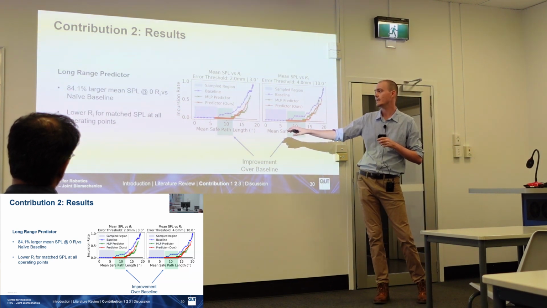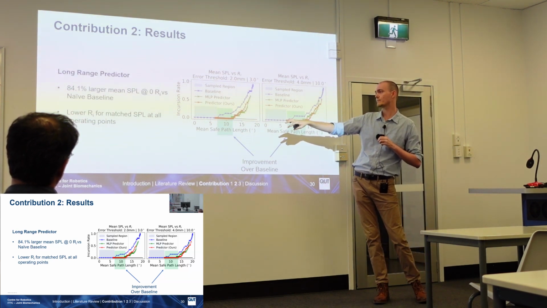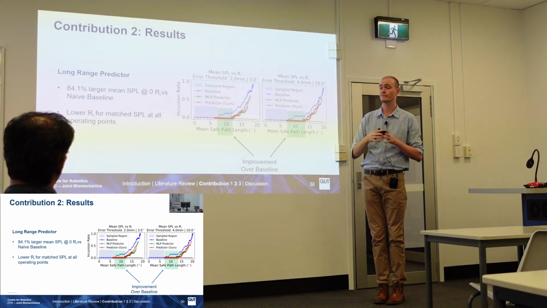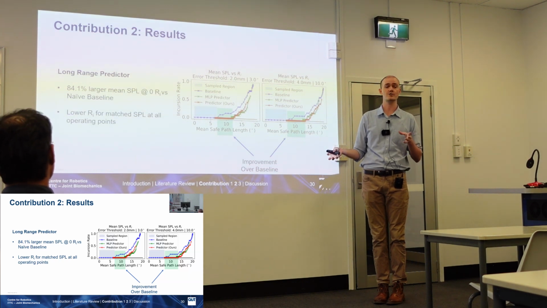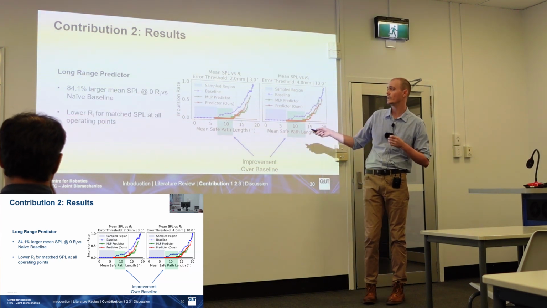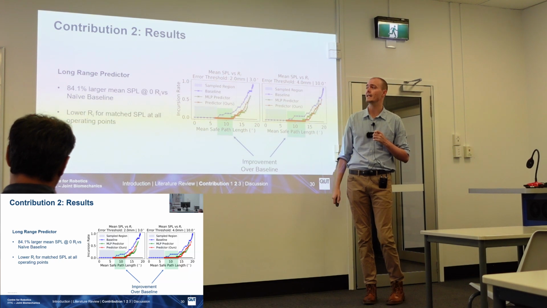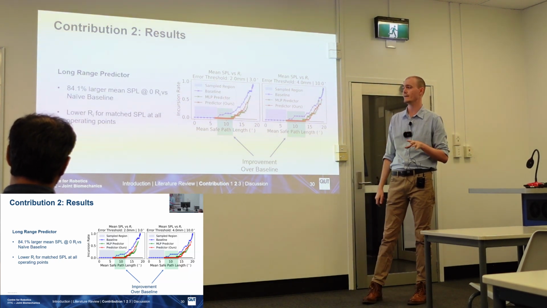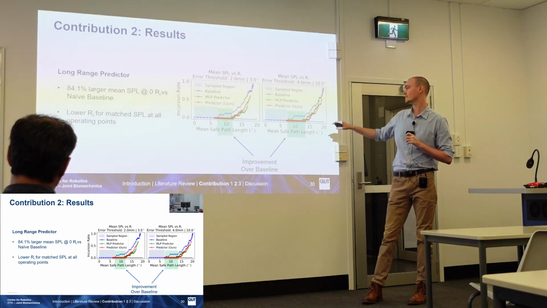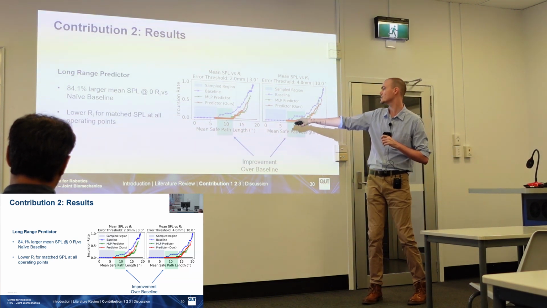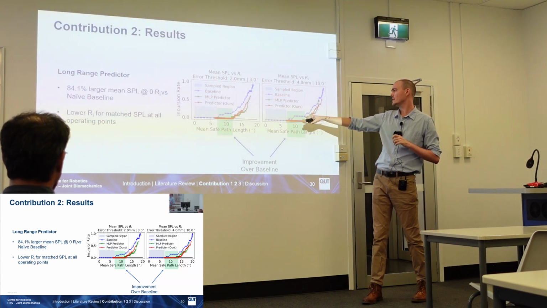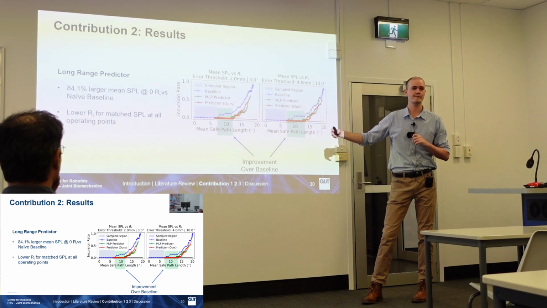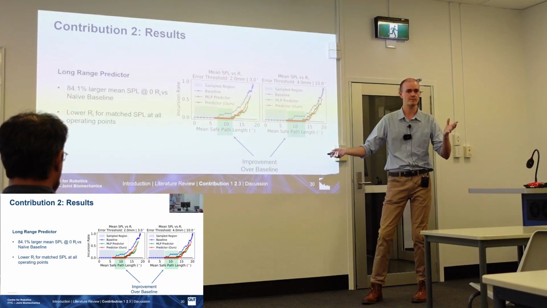What we can see here is that our predictor provides a significant improvement over our naive baseline in terms of mean safe path length with zero incursion. So using our predictor, we get a mean increase of 84% in safe path length with no localization failures. Another thing to note from these results is that our approach, which is the red dotted line, achieves a consistently lower incursion rate for matched safe path length. So we have fewer errors for the same amount of robot workspace use.